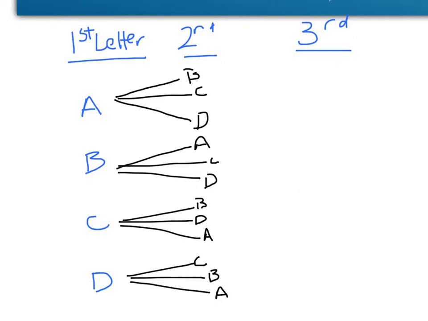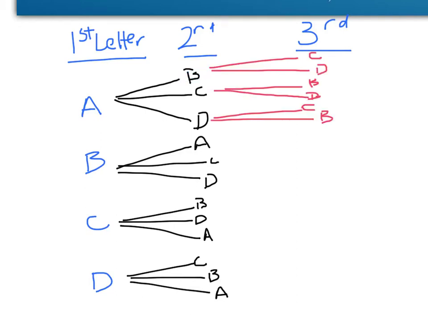And then once I select my second letter, my third letter in my code can't repeat the first two. So if I select A first and then I select B, then my third choice has to be a C or a D. In the same way, if I select A and then C, then my last choice has to be a B or a D. If I select A and then D, then my last choice has to be a C or a B. And I can do these with the remaining letters.